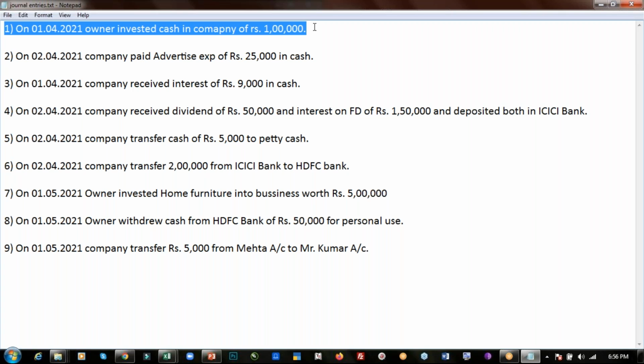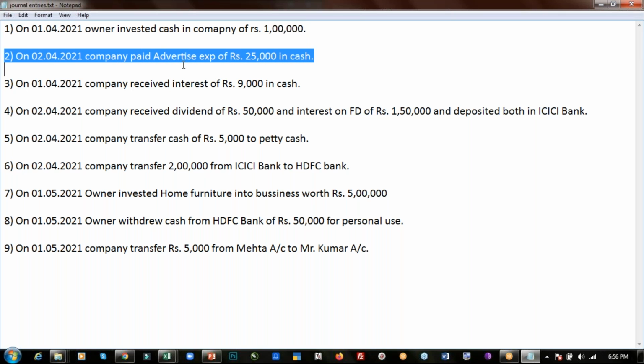Yes, because owner is investing the amount, investment go for the capital, and we are receiving the cash, so cash go for the debit. Cash debit to capital will be the entry. Second point, on 2nd April, company paid advertisement expense of rupees this in cash. It is very simple. Advertisement expense go for the debit, paying through the cash go for the credit. Advertisement account debit to cash will be the entry.